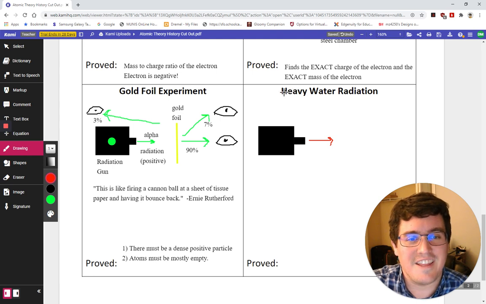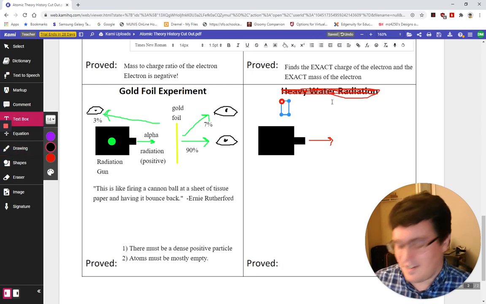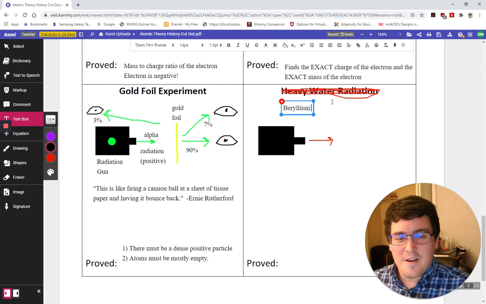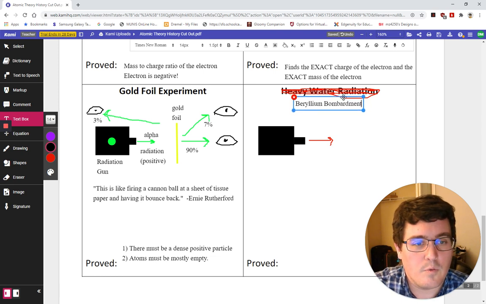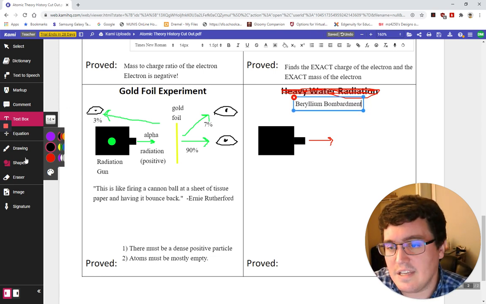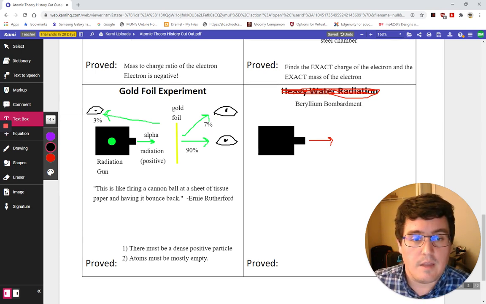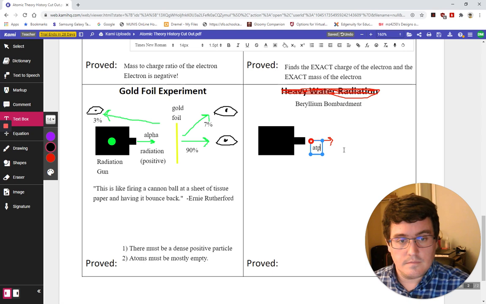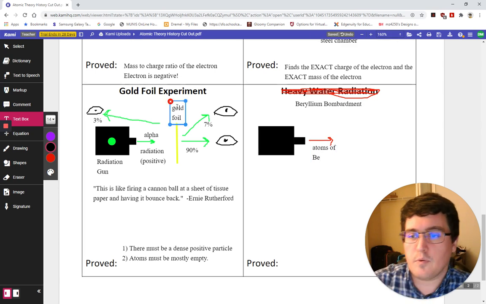And I just now realized that this has the wrong word on it. This is not heavy water radiation at all. Let's change that. Let's mark through that right up there. Let's put another text box up here. This is beryllium bombardment. All right, so what does his gun do? Well, it obviously fires atoms of beryllium out.